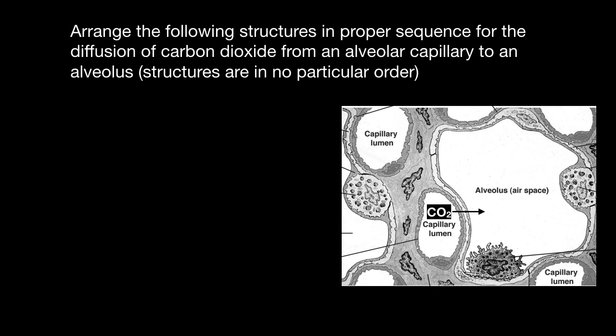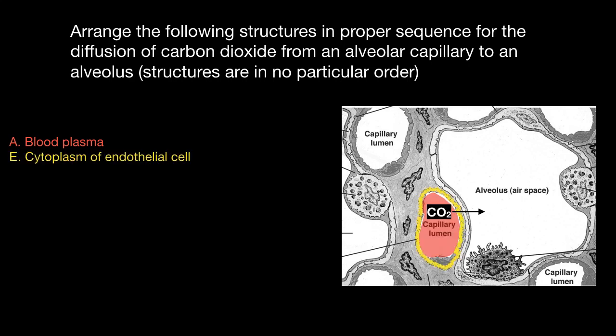The first place it must go through is the blood plasma. After the blood plasma, it enters the cytoplasm of the endothelial cell. And once through the endothelial cell, it goes through a fused portion of the basal lamina of both the alveolar cell and the endothelial cells. This is an important part because this can swell during pulmonary edema.